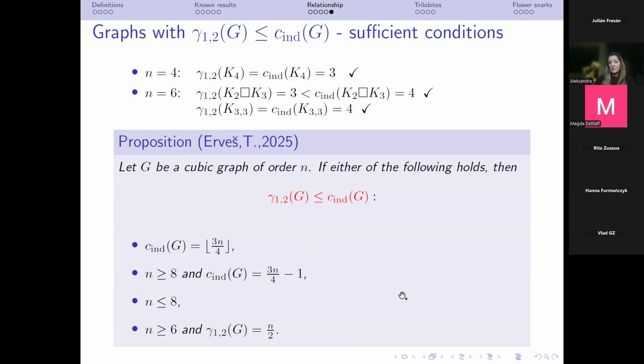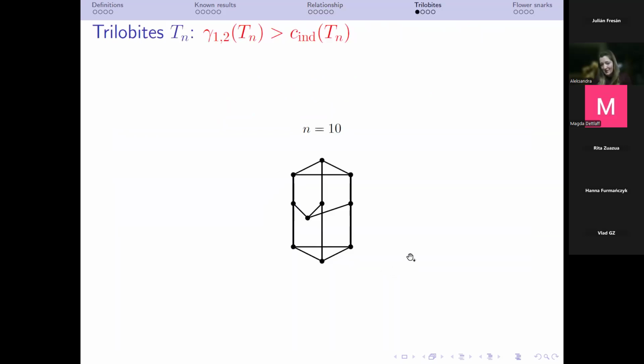So we knew that if we want to find a counterexample, a graph for which the opposite inequality holds, then this graph should have at least 10 vertices. And after quite some effort, we found one. Yeah, this is the smallest possible trilobite.